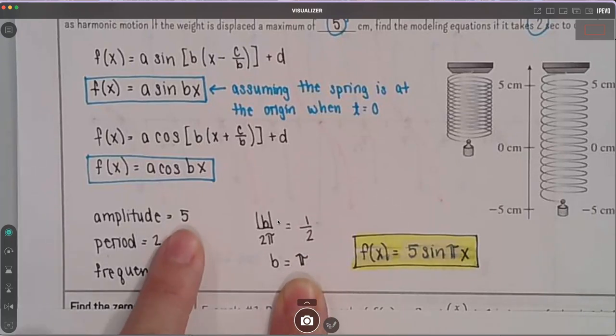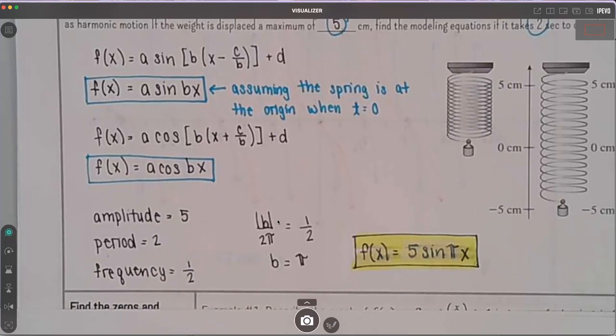Now that we have a and b, we can plug that in. We get f of x equals 5 sine pi of x, or 5 sine of pi x. Does that make sense?